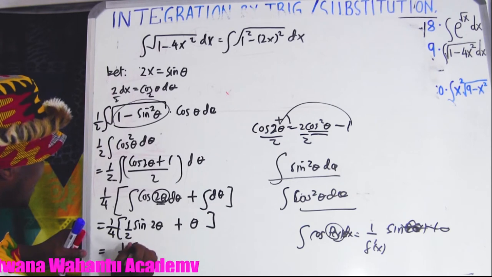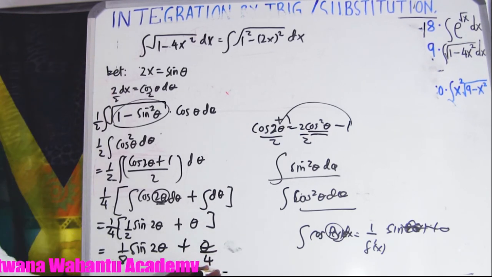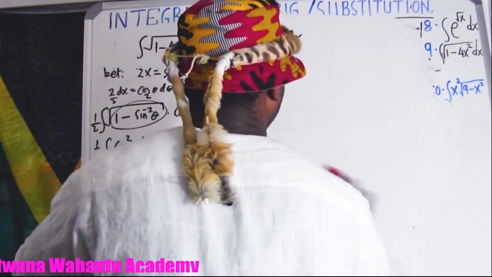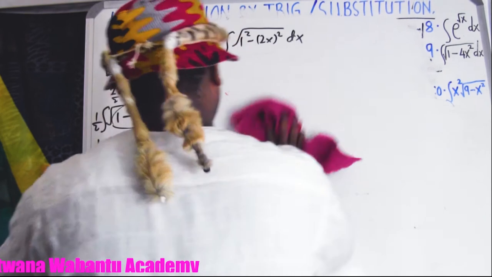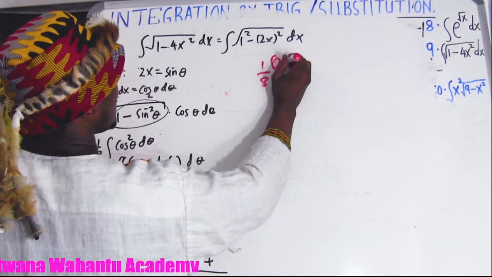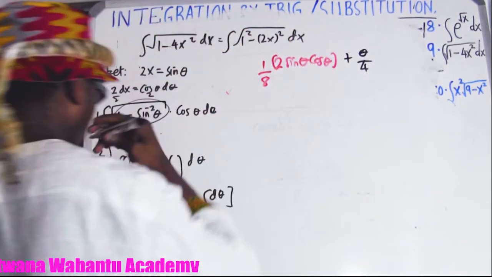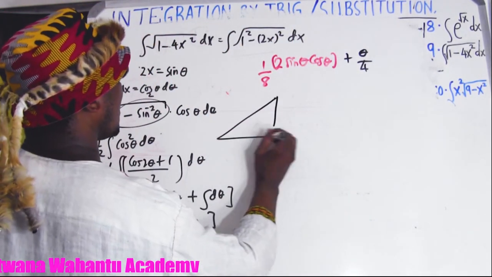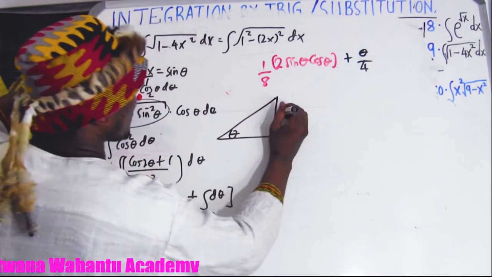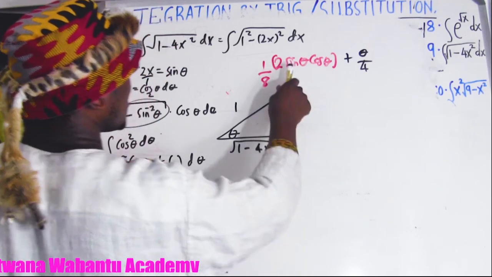So this, let me say 1 over 8 sine double angle plus theta over 4. So now we're not going to leave it like this. We have to do something like how we did before. What is that something? First and foremost, we don't have a double angle, so sine 2 theta is like 2 sine theta cos theta, plus theta over 4. So now we can go to our triangle like how we did before. Sine equal to opposite over hypotenuse. Opposite equal to 2x, hypotenuse equal to 1. So adjacent must be the square root of hypotenuse squared, which is 1, minus the square of this, which is 4x squared. Okay, so we can get everything.